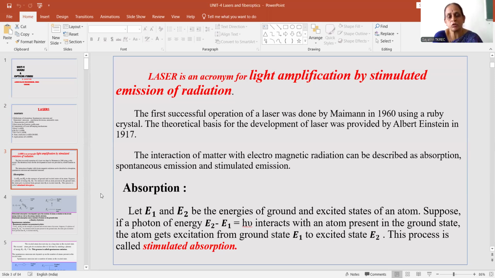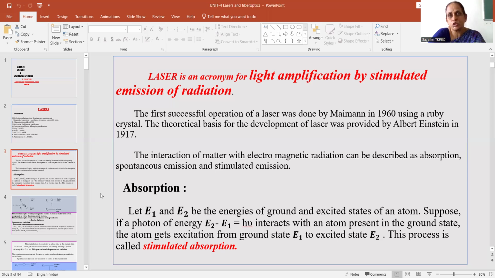The theoretical basis of development of laser was given by scientist Albert Einstein in the year 1917. Here, we have to know about how the electromagnetic radiation is interacting with matter, which is explained as the stimulated absorption, spontaneous emission, and stimulated emission. Let us see about the absorption.